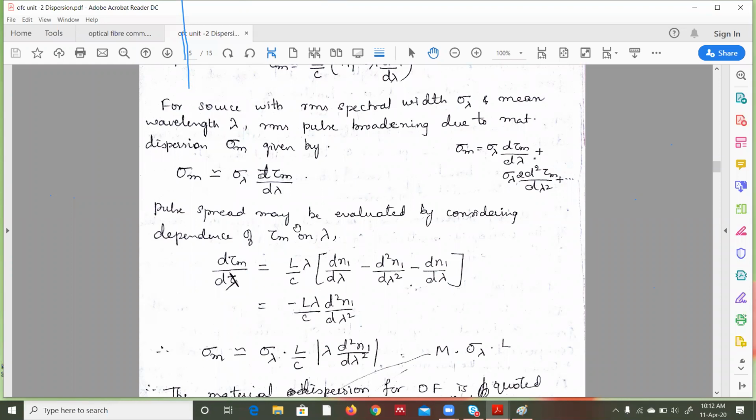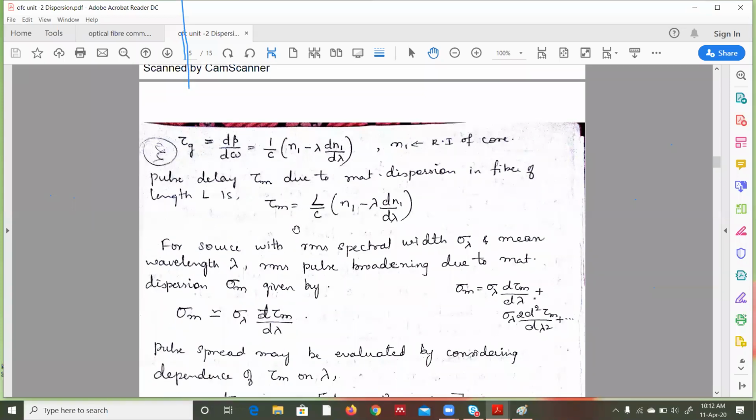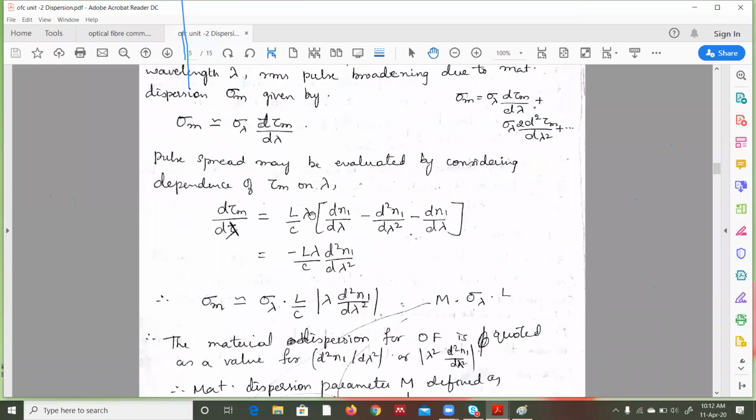So let me differentiate the previous expression. This is the expression of pulse delay; d tau m by d lambda. Differentiate that with respect to lambda. What you will obtain is L by c lambda. You do the normal differentiation with respect to lambda, so that some of the terms get cancelled. So d tau m by d lambda is minus L by c, lambda times d square n1 by d lambda square. All right. So this is the term that we obtain for d tau m by d lambda.